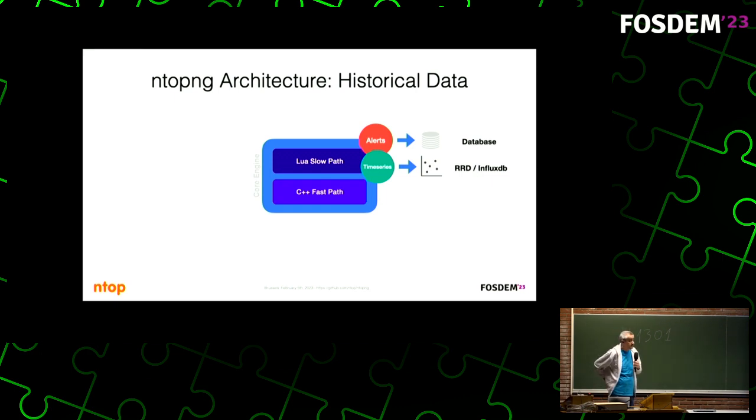And of course, we have historical data. We use a database called ClickHouse, so we can put billions of records. Everything is working very fast. This is also an open source database. And for time series, we use round-robin database or InfluxDB.